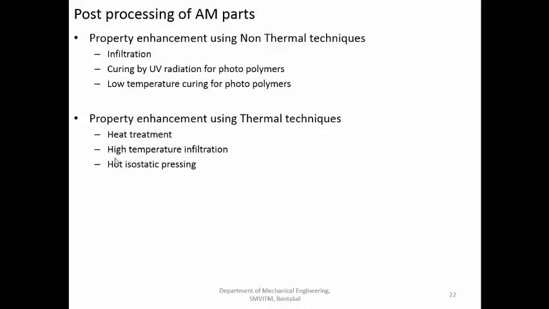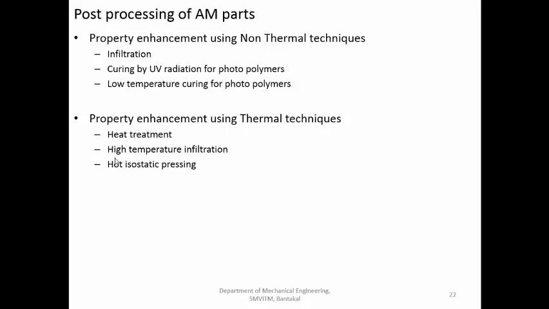So if we go for the other non-thermal techniques, curing by UV radiation. If you have parts which are made using photopolymers, mainly in the liquid polymer system or the material jetting system, then during additive manufacturing the entire polymer is not completely cured. So in order to increase the strength, you can take the component, put it inside a chamber and irradiate it with UV light. Because of the UV light, slowly the polymerization completes and the strength of the component is going to increase.